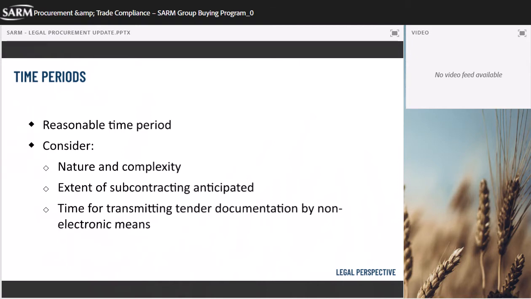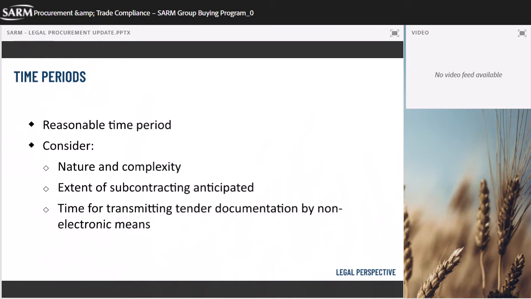Now, time periods, we talked about that. Under the Canadian Free Trade Agreement, they refer to a reasonable time period, which can vary for different types of procurement. So what you're looking at there is the nature and complexity of the procurement, the extent of subcontracting that might be anticipated, as well as time for transmitting tender documentation by non-electronic means.